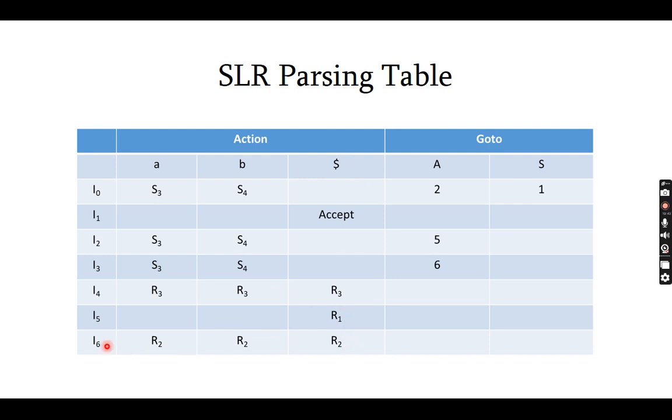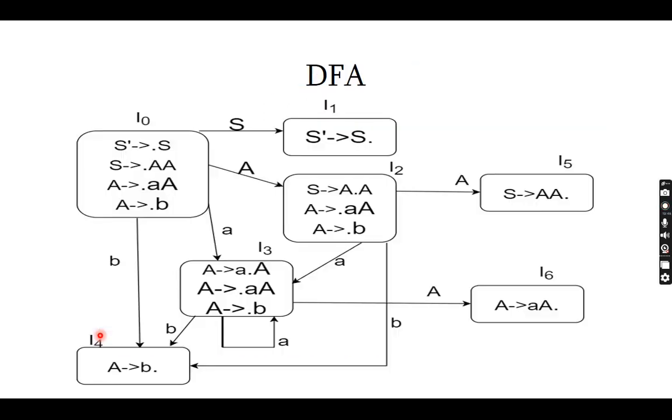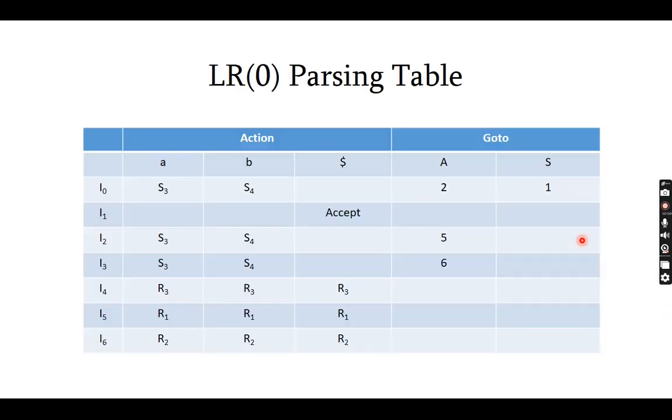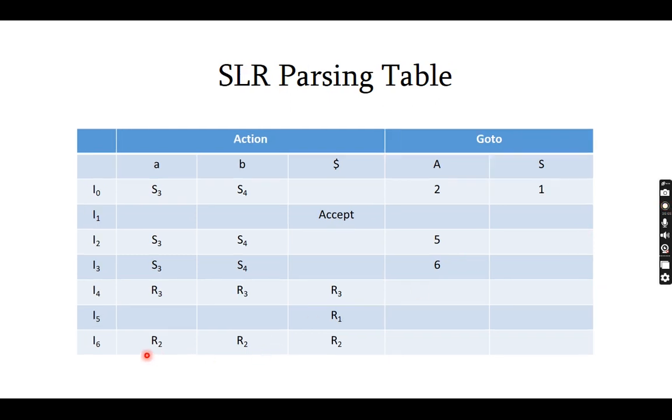Okay, let us see I6. I6 has production A derives aA, so the production number is 2. R2 you have to write. Where do you have to write it? What is the LHS? A. What is the follow of the LHS? a, b, dollar. So R2 you have to write in the a, b and dollar columns. So this is SLR.